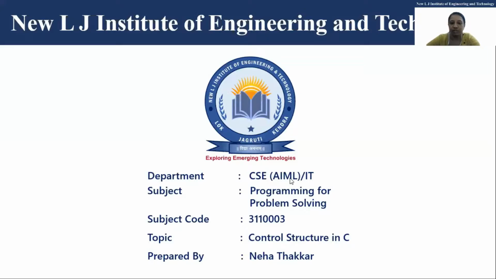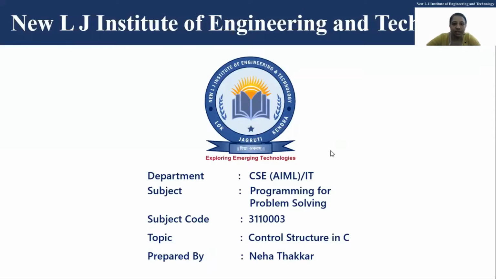Because now we'll start with unit 3, that is control structure in C. If you do not know the basic program, then how can you understand the things which we are going to use now, the looping concept and decision making statements? So just make a practice of this. Today we'll start with unit 3, control structure in C.